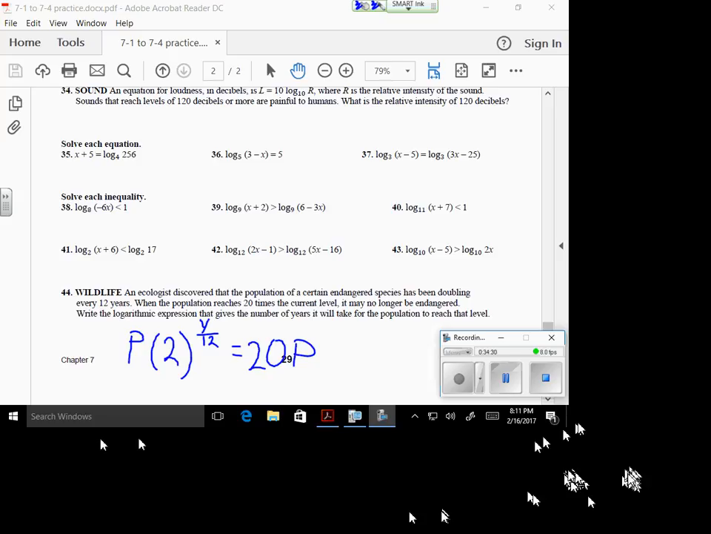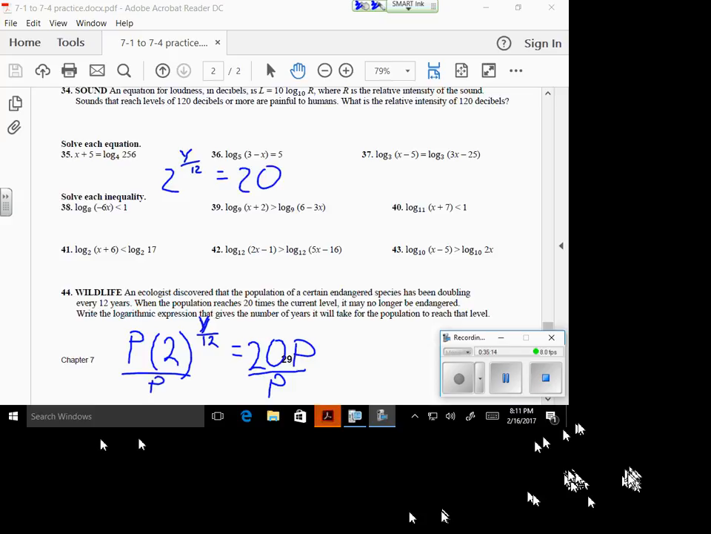I don't expect you to be able to set up number 44, but the population is going to double every 12 years. So if y is our years, then once it reaches 12, 12 divided by 12, which will be 1. So 2 to the first will make it double. So we want to know what amount of time will the population be 20 times what it is now. We divide off both sides by p, and the p can go away. So you're just left with 2 to the y over 12 equal to 20.